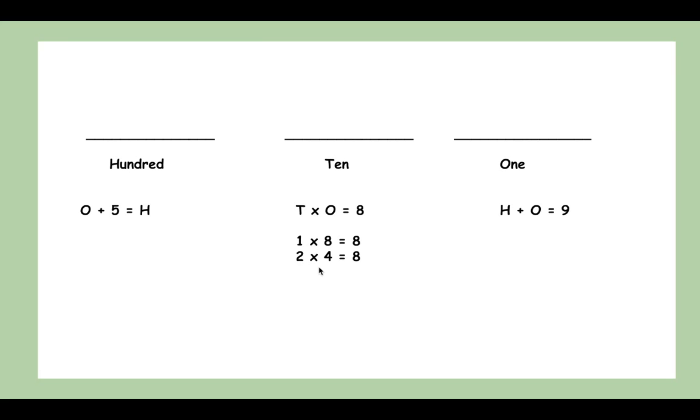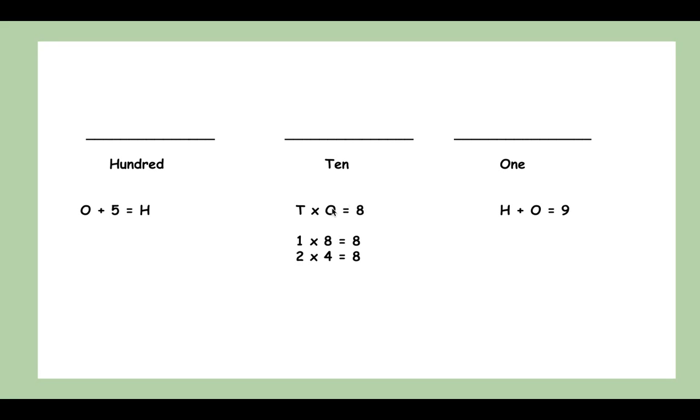These are the only factors that I know of 8. So these are the numbers I'm going to try for substituting in for tens and ones. And the last clue says that the hundreds and ones has a sum of 9. So I know that's addition. If we start to place numbers in for the tens and ones, these are the 4 we're going to use. Okay. Let's start with making the tens a 1 and the ones an 8. So it'd be 1 times 8 is 8.